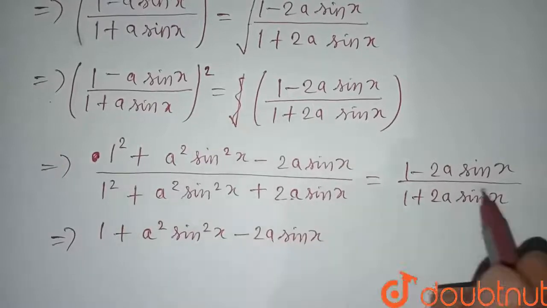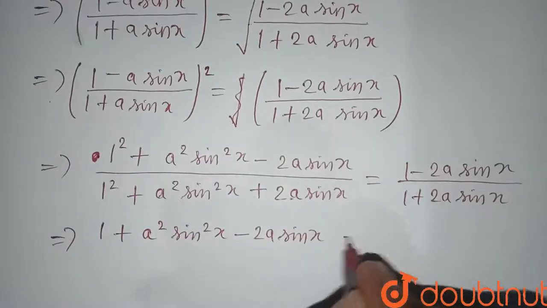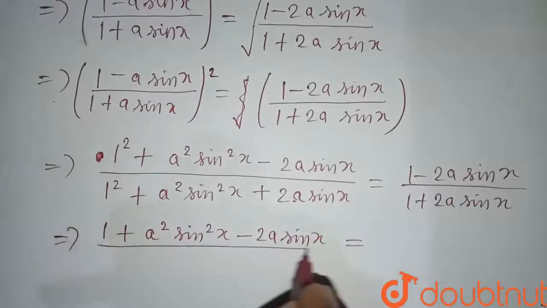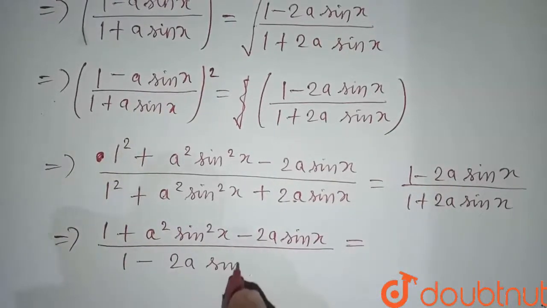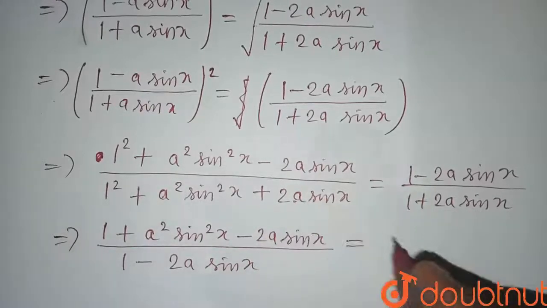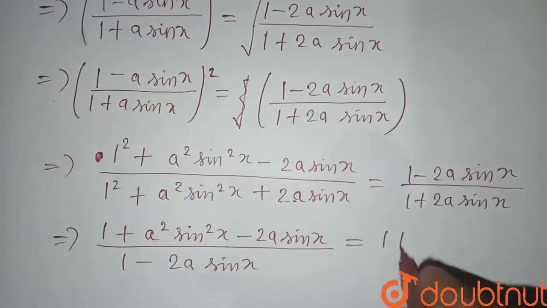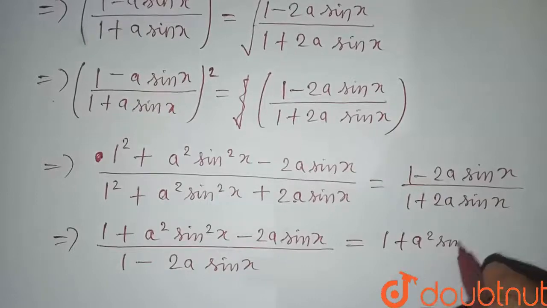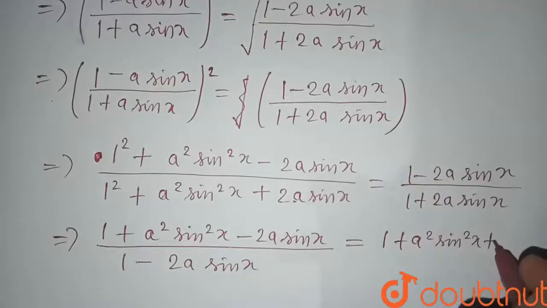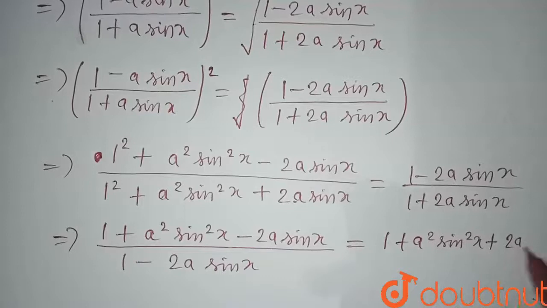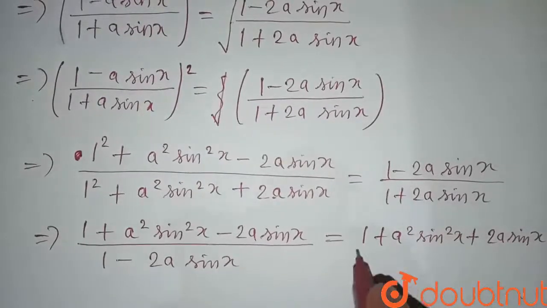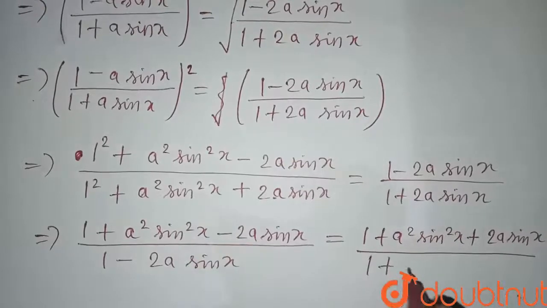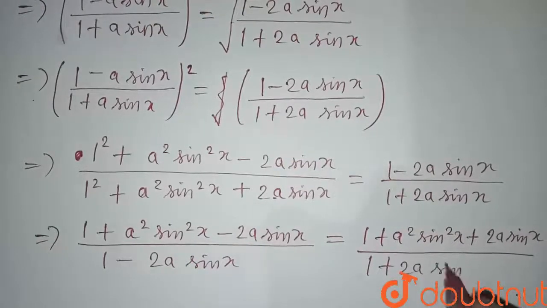We transfer this term to the other side, so this is equal to, and in the denominator this term will come, 1 minus 2a sin x. We transfer that to the other side, so this will be 1 plus a squared sin squared x plus 2a sin x, and it is divided by 1 plus 2a sin x.